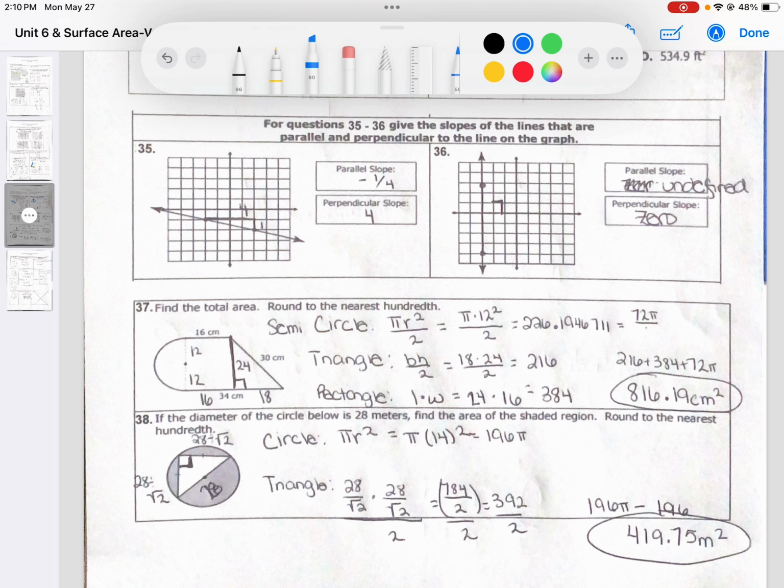The opposite of positive is negative. The opposite of negative is positive. And the reciprocal, the fraction flip of 1/4, is 4/1, which is just 4.